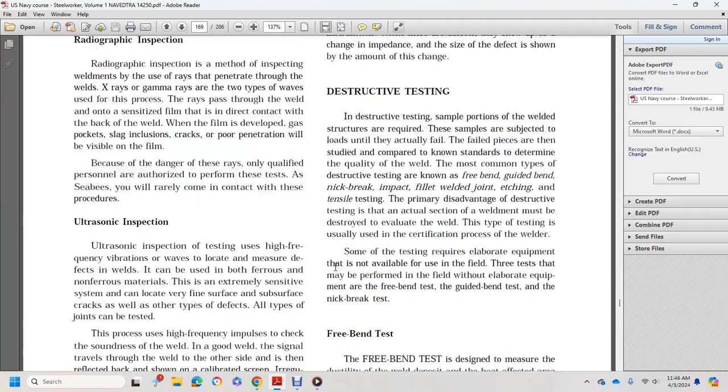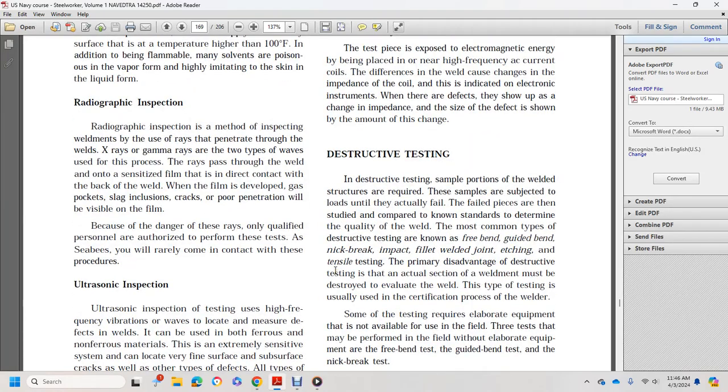Alright, Chapter 7, Destructive Testing. In destructive testing, sample portions of welded structures are required. These samples are subjected to loads until they actually fail. The failed pieces are then studied and compared to known standards to determine the quality of the weld.